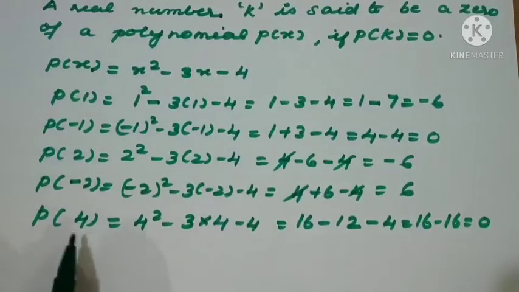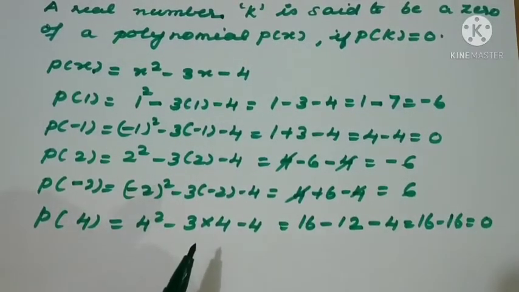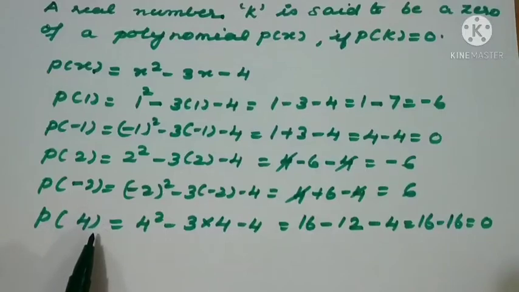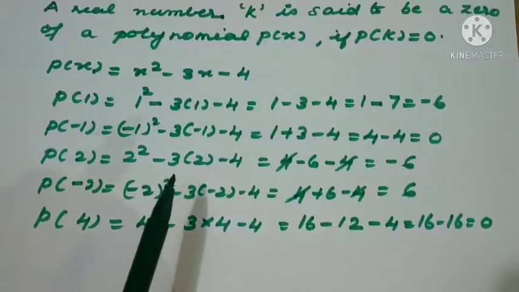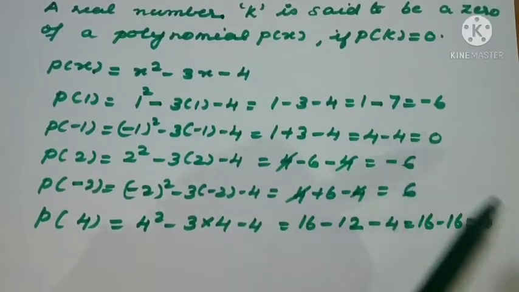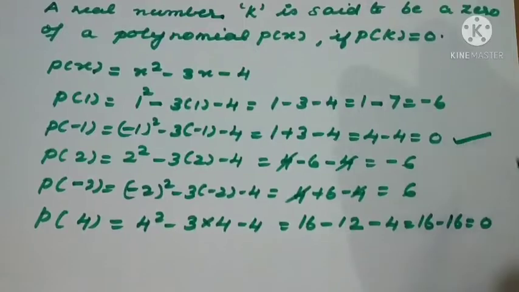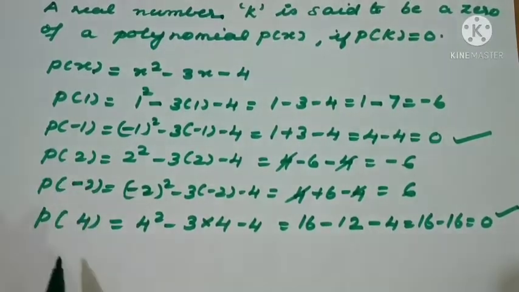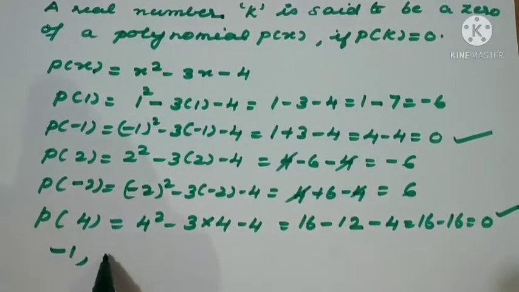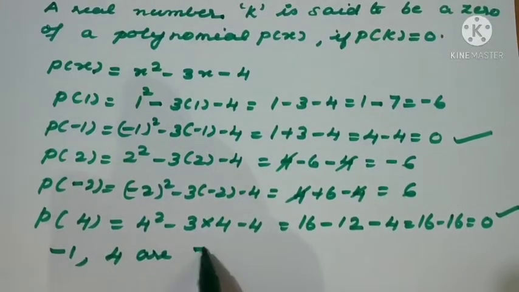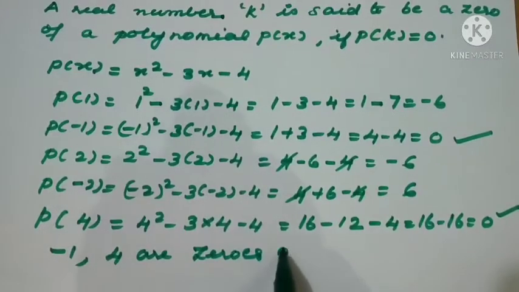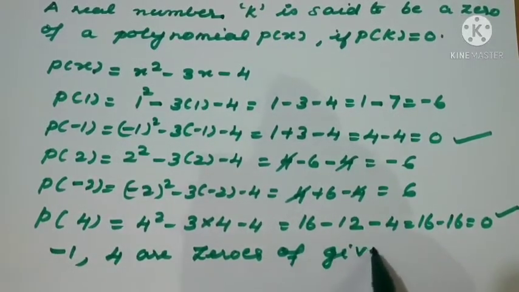So what we have done? We have tried values by trial and error. So p(4) calculated, here what did we get? 0. So out of these trials we got in 2 cases the value of the polynomial became 0. Which are they? When x = -1 and x = 4, the value of the polynomial became 0. So we can call -1 and 4 zeros of the given p(x).